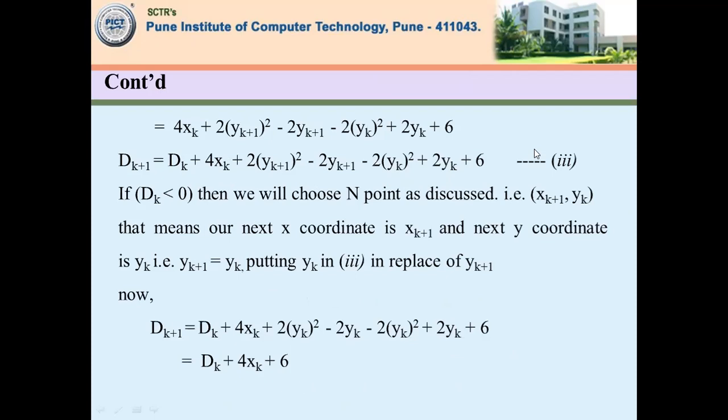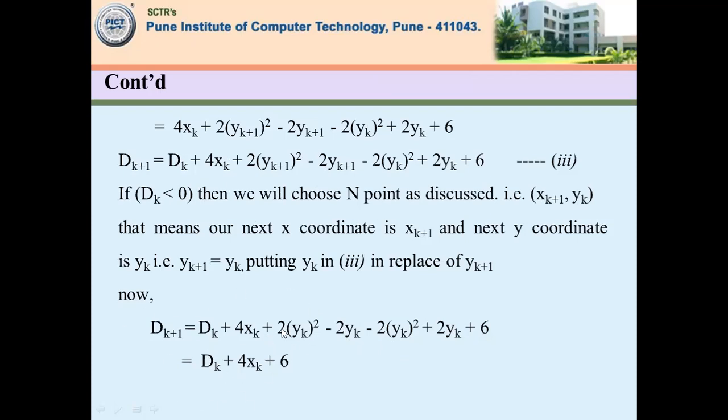If dk is less than 0, then what about the y value? The y value will remain as it is. It is not going to change. So y(k+1) is nothing but yk over here. So this is 2yk square minus 2yk minus 2yk square plus 2yk plus 6. Just cancel out the parameters over here. It gives you dk plus 4xk plus 6. This cancels out with this, and you will get this value.